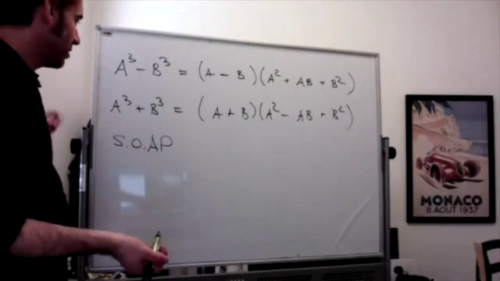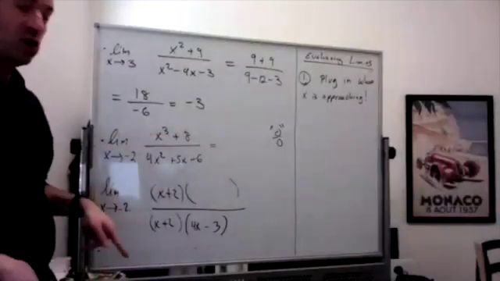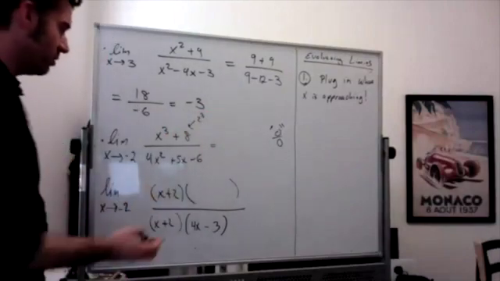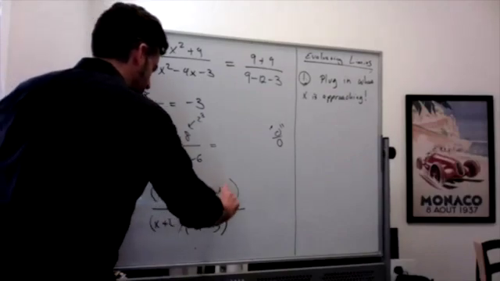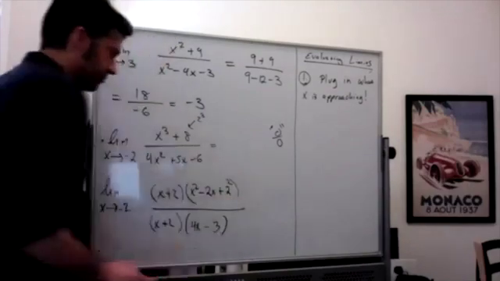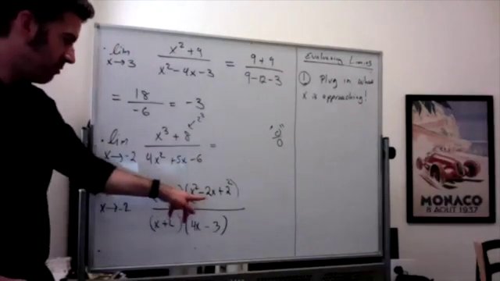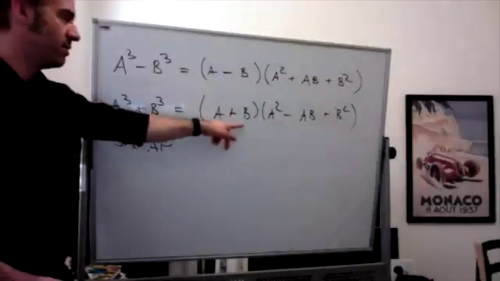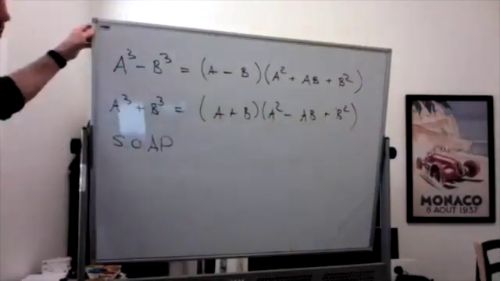So in this case, we're trying to factor x cubed plus 2 cubed. So that's going to be x plus 2 times x squared minus 2x plus 2 squared. A plus b times a squared minus ab plus b squared. That's how it's working out there.